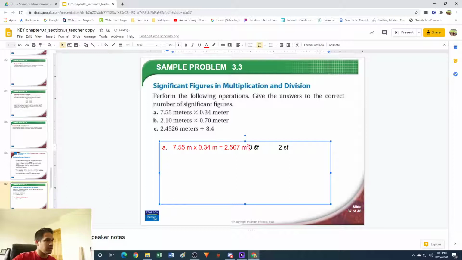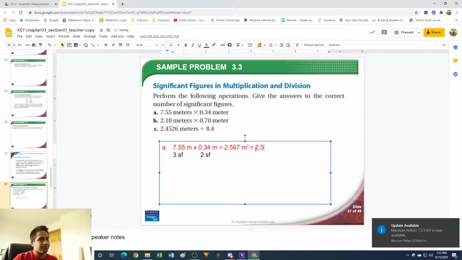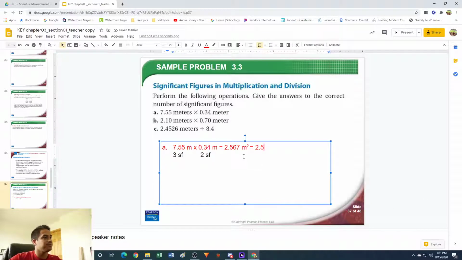Oh, I did not mean to do that. Hold on a second. Let's undo that. Equals, there we go. So 2.5, those are the first 2 sig figs. And then this 6 is going to round the 5 up to a 6. So our proper answer, rounded correctly, would be 2.6 squared meters. Okay, that is our answer, 2.6 squared meters.